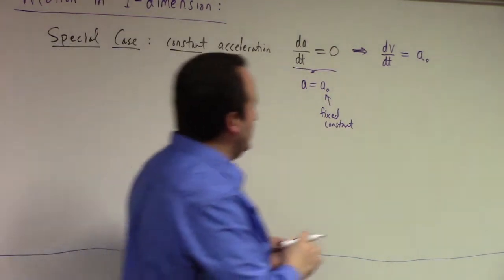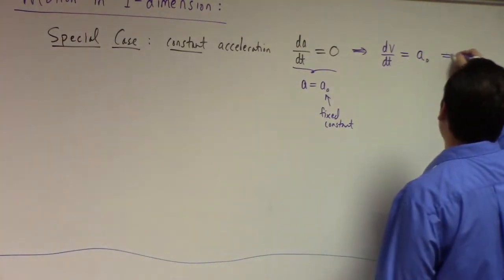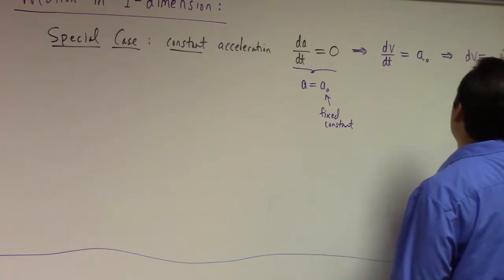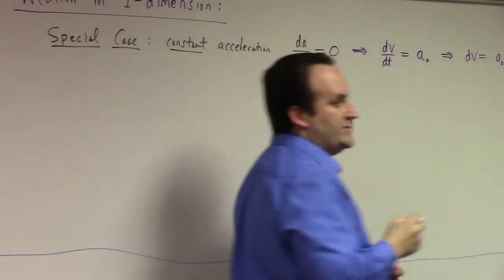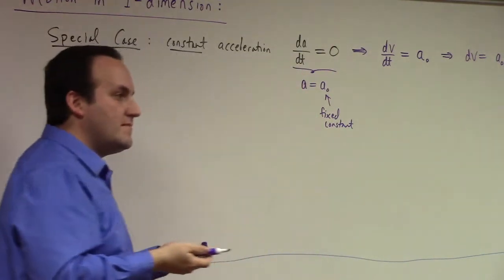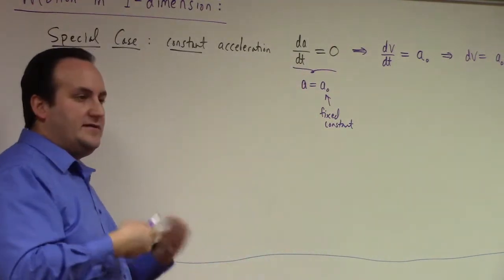So, okay, here's what we do. Multiply both sides by dt. dv is equal to a sub naught times dt. So I'm doing what's called separation of variables. And, okay, then I integrate both sides.